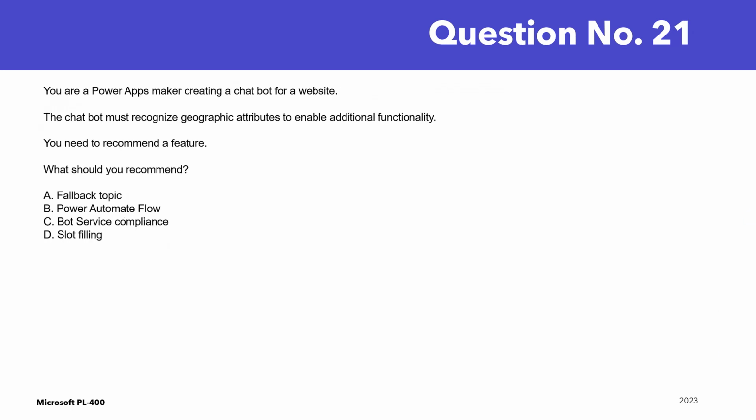A Power Apps maker is creating a chatbot for a website. The chatbot must recognize geographic attributes to enable additional functionality. You need to recommend a feature. What should you recommend? A. Fallback topic. B. Power Automate flow. C. Bot service compliance. D. Slot filling. Correct answer, D.